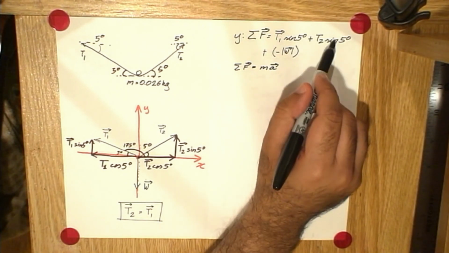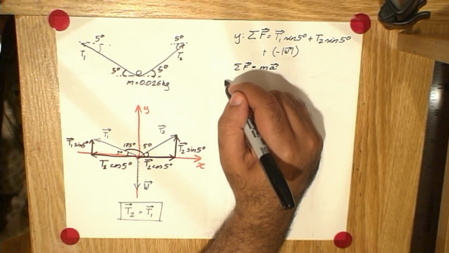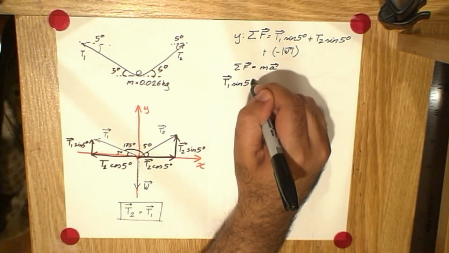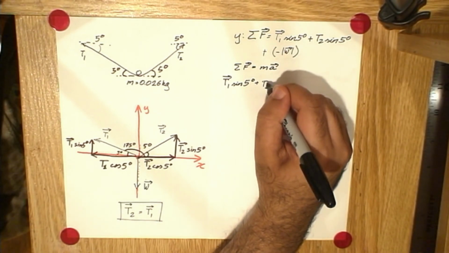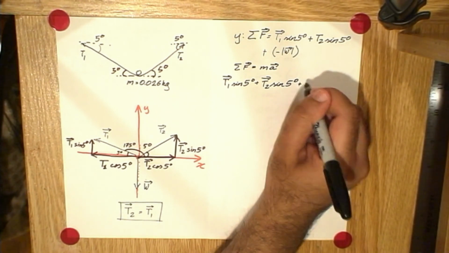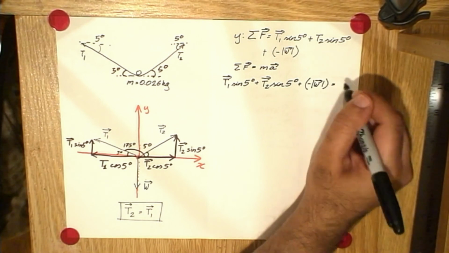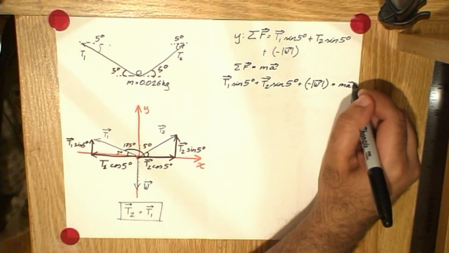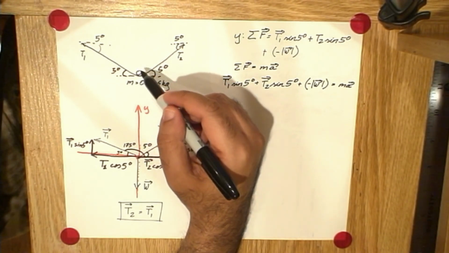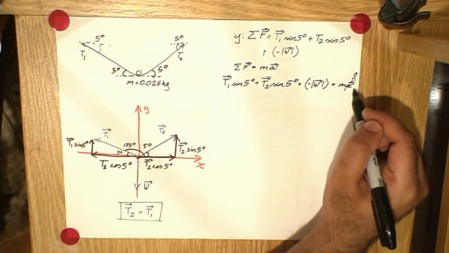So we can combine these forces with Newton's second law to find that T1 sine 5 degrees plus T2 sine 5 degrees plus the negative weight, and all of that's going to be equal to mass times acceleration. Now again, the bird is not moving, so that means that the acceleration must be 0, which means the entire right side becomes 0.